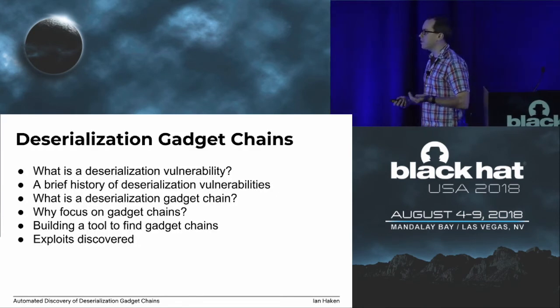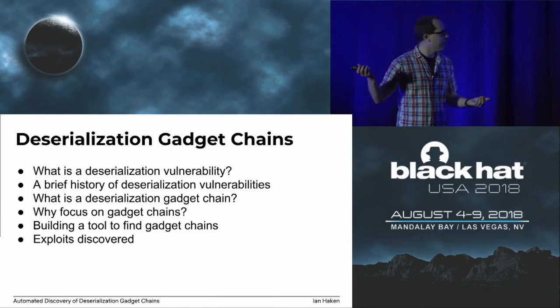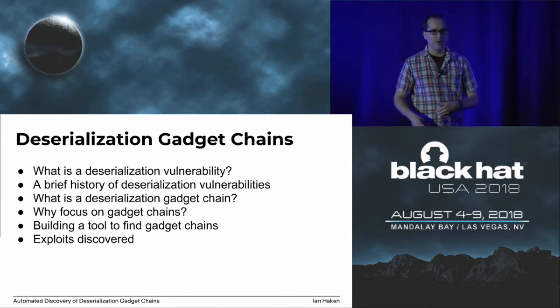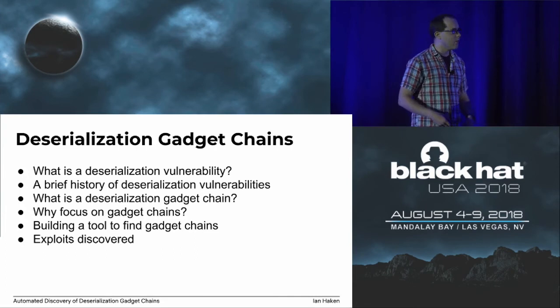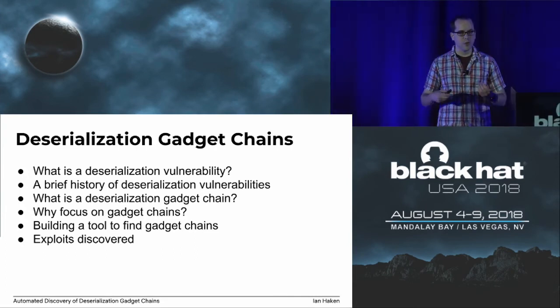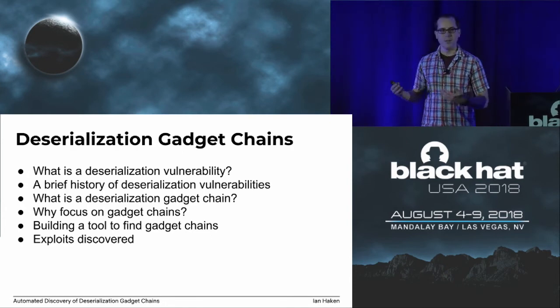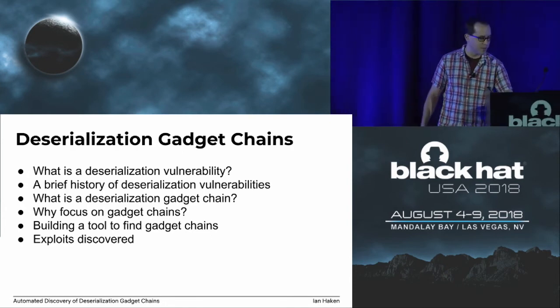Let's talk about deserialization vulnerabilities. First, I'm going to describe what those are so that we're all on the same page. Then I'm going to talk about what a gadget chain is and why I'm spending all my time talking about that. And then finally, I'm going to talk about the new tool I made to find gadget chains, and finally, the good stuff, some new exploits that I discovered with that tool.